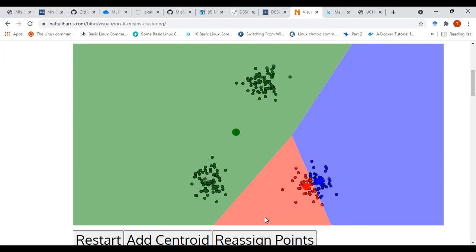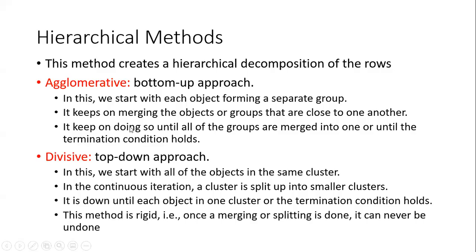Now, the problem here is that you never know what is the ideal number of clusters. Okay, so you have to do this elbow plot to understand that. Let's see. Say, is this thing clear?